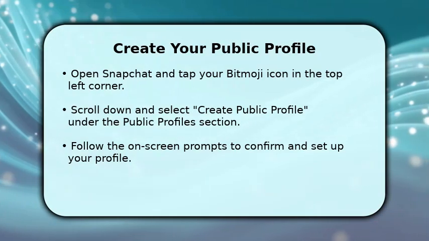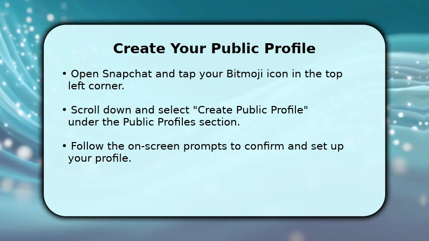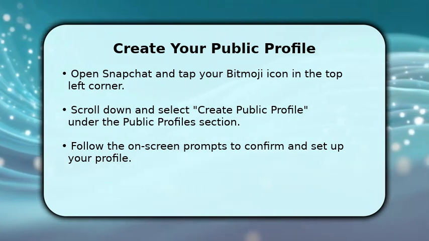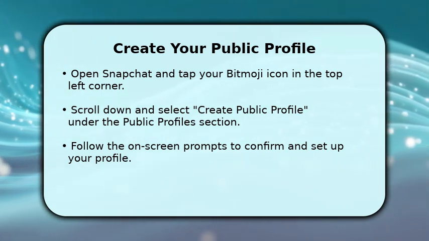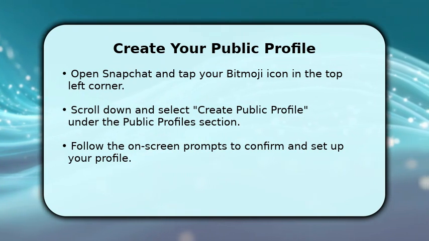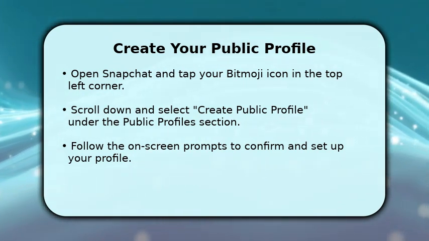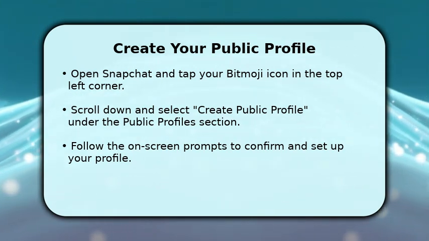Once you've met the eligibility requirements, open your Snapchat app. Tap on your Bitmoji icon located in the top left corner of the screen. This will take you to your profile page. Scroll down until you see the Public Profiles section. Here, you'll find the option to Create Public Profile. Tap this, then follow the simple on-screen prompts to confirm and finalize the setup of your new public profile.